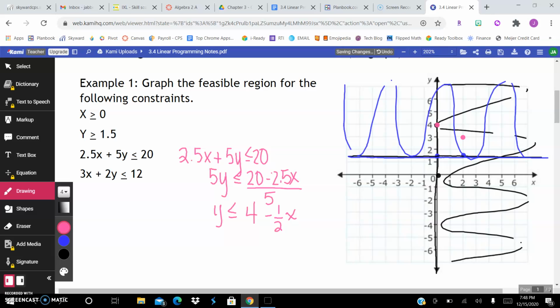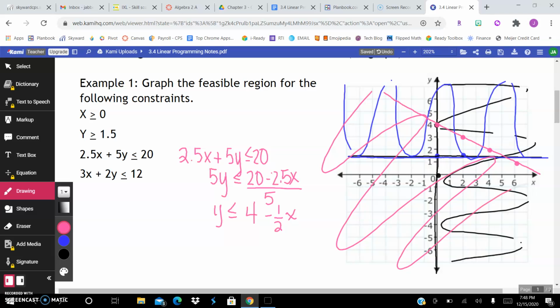I'm going to do that a couple more times just so I can draw a line where I need to draw it. And again, the inequality symbol is underlined, so this is going to be a solid line. And y is less than this, so this is going to get shaded all underneath here.